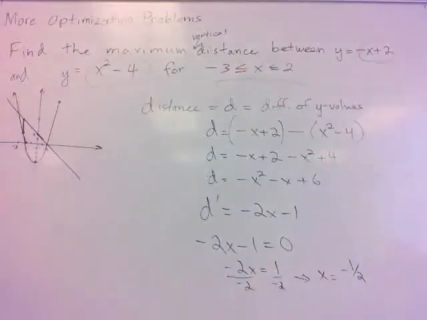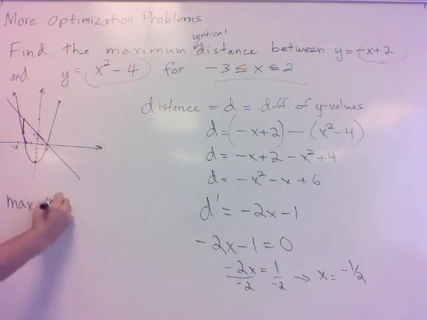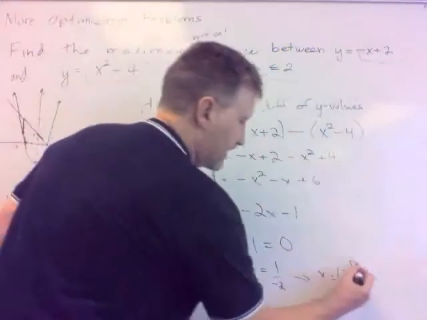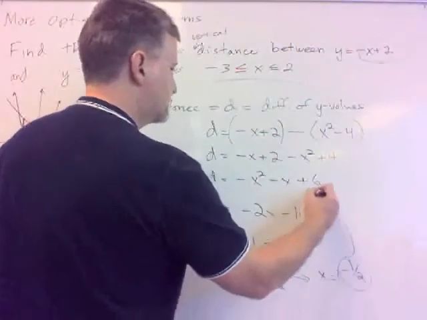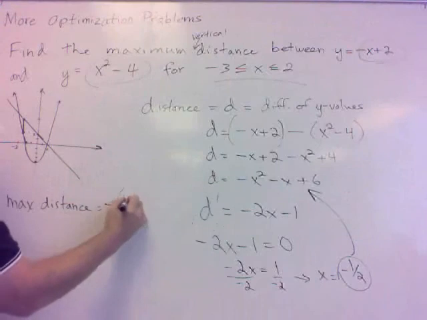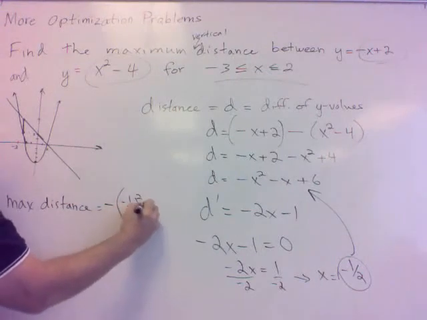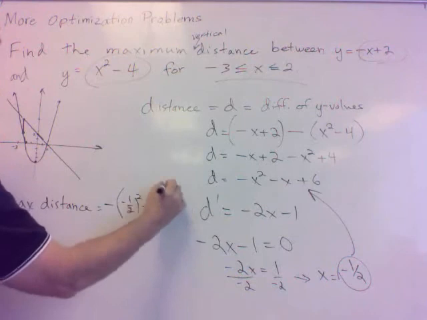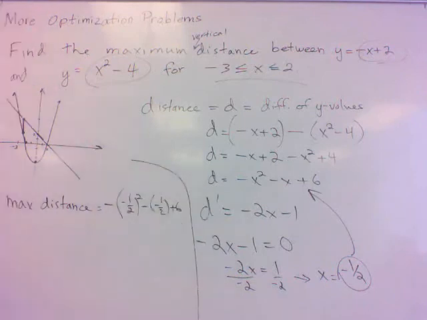So that's, what is that? That's the x value at which the maximum occurs. And so the maximum, it wants me to find the maximum distance. So what's the maximum distance? Well, plug x to be negative a half into the distance equation, right? So it'd be negative a half squared minus negative a half plus 6. That'd be my maximum distance.